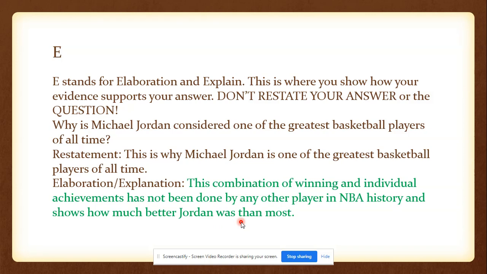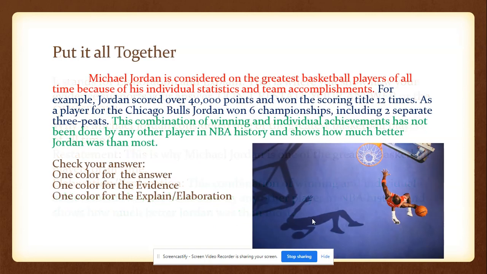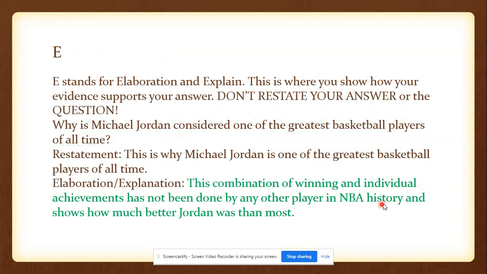In fact, this shows is a good sentence starter for you to use. I could have started that here. This shows that he is better than most because of his combination of winning and individual achievements. Here's how you check whether or not you've done elaboration correctly. Make sure that whatever you said here, you haven't said in the evidence or in your answer. If this is unique and different, you're probably on the right track.